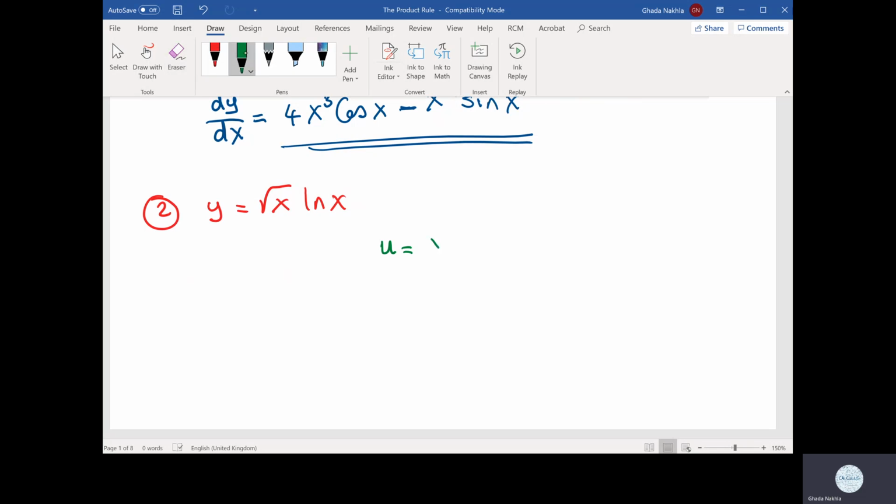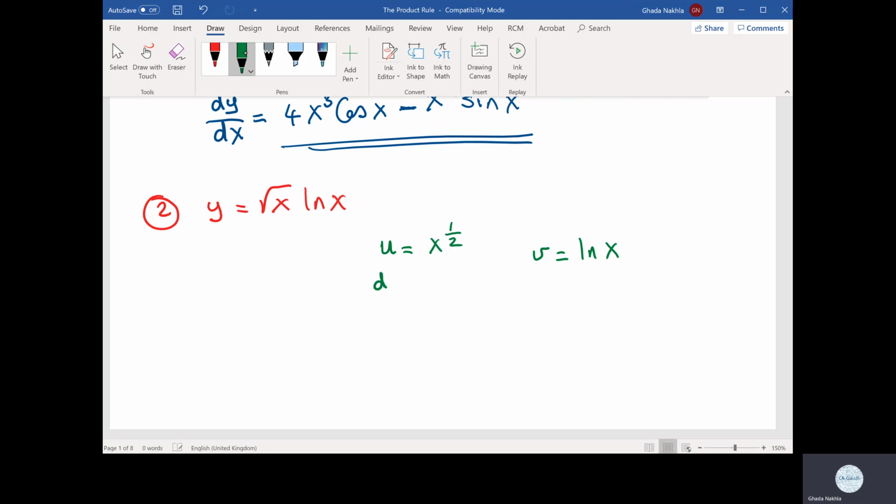So let u equal x to the half, and x to the half is root x. I'm sure you know that. And then let v equal the other one, ln of x. Doesn't matter which is which. You can go u ln x, v x to the half. It doesn't really matter, because at the end we're adding, and when you add it doesn't matter.